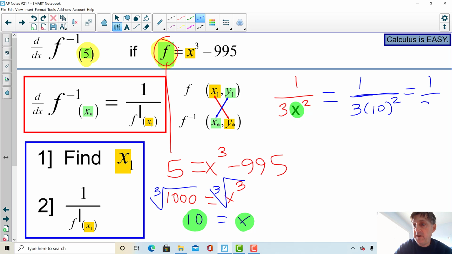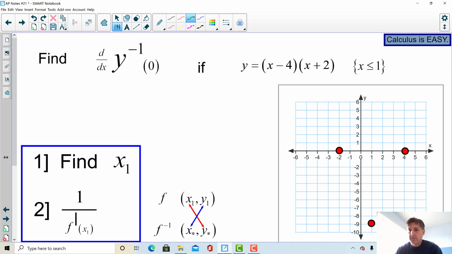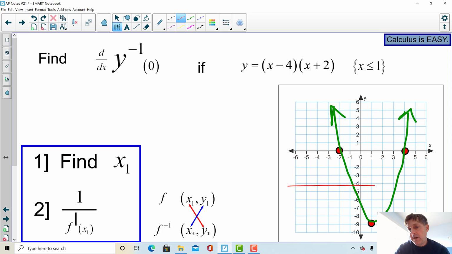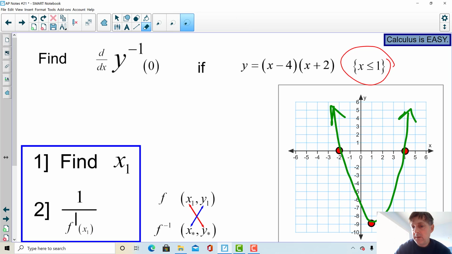Get 1 over 300. Okay, this is a bit of a tricky example, because if you look at the actual function, you might notice that it's not a one-to-one function, and that's because it does not pass the horizontal line test. You see it crosses more than once. So this function, as we see it, does not have an inverse. So you'll notice that we have to do this restriction where it says that x is less than or equal to 1. So that means we're just looking at the left side of it.